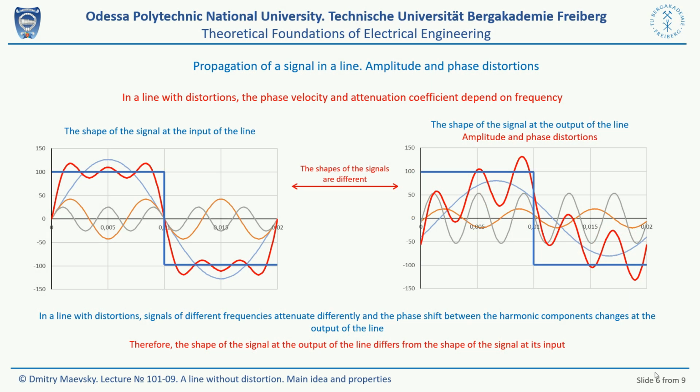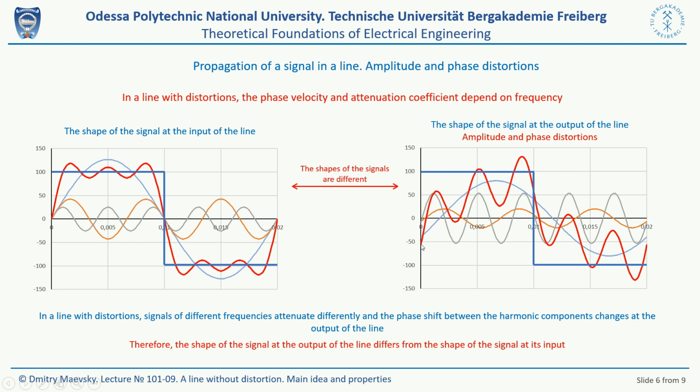In ordinary lines, both the signal attenuation and its phase velocity depend on the frequency of the signal. Therefore, in such lines, two types of distortions occur simultaneously: phase and amplitude distortions. The simultaneous action of phase and amplitude distortions is shown in this figure.